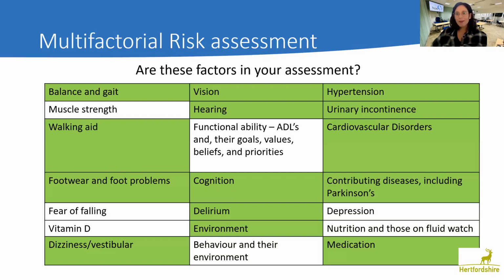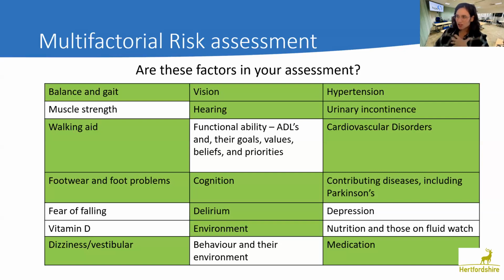Functional ability, now this will be in other parts of your care plan, but it should be considered as part of falls as well. So activities of daily living, their goals, their values, their beliefs, and their priorities should be linked into falls. So again, triangulating that across. Cognition, delirium, the environment, but not only the risk assessment environment, their behaviour and what environment they need, or what environment maybe triggers any feelings of distress.